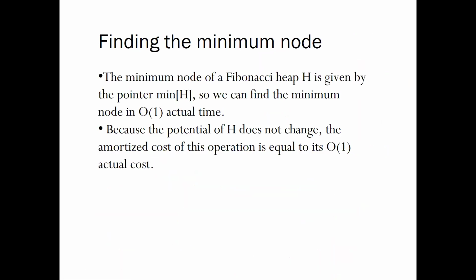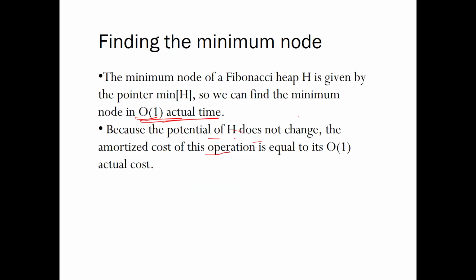Okay. Now next is finding the minimum node. The minimum node of a Fibonacci heap H is given by the pointer min H. So we can just actually go and find it very easily. Just have to look at the pointer min of H and we can in actual time O of 1, just simply find it.